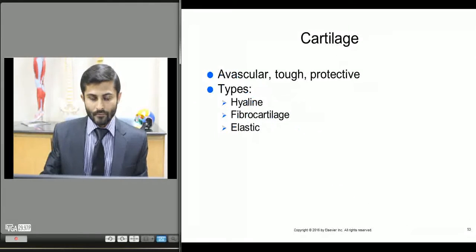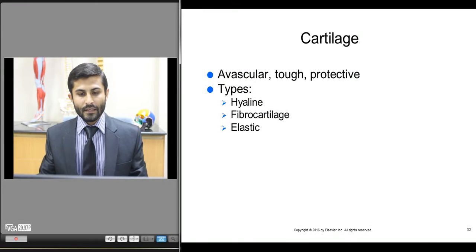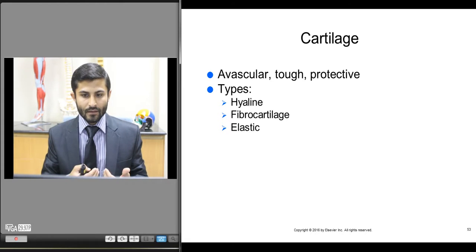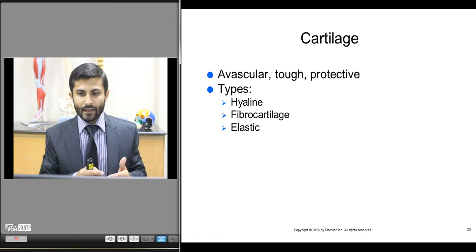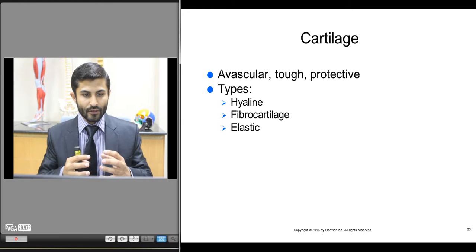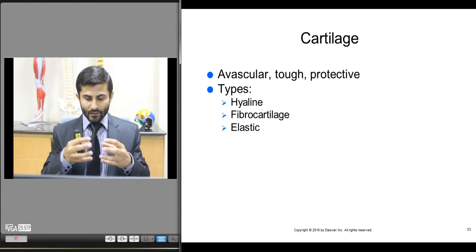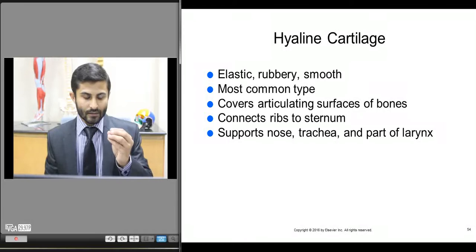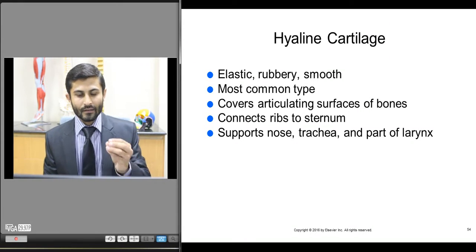Okay, so talking about the cartilage, it is avascular. There is no blood vessel in the cartilage. It is tough and protective. There are different types like hyaline cartilage, the fibrocartilage, and the elastic cartilage. Now, the cartilage, although it is very tough, is subjected to wear and tear, and it decreases the amount of friction between the two or three bony partners that are coming into contact to make a joint. And the most resistant to wear and tear is the hyaline cartilage.